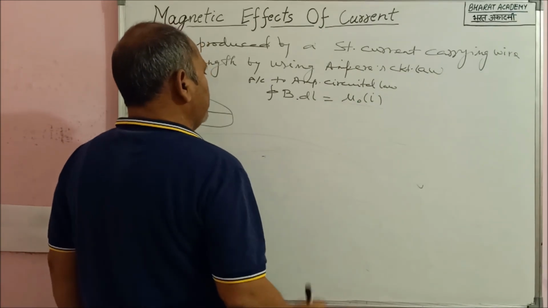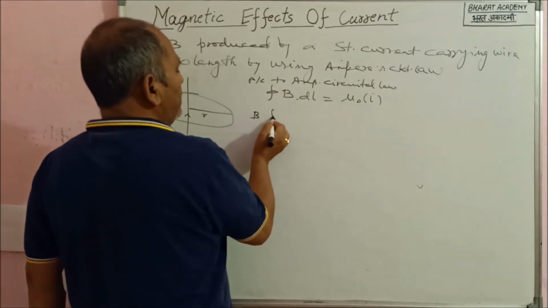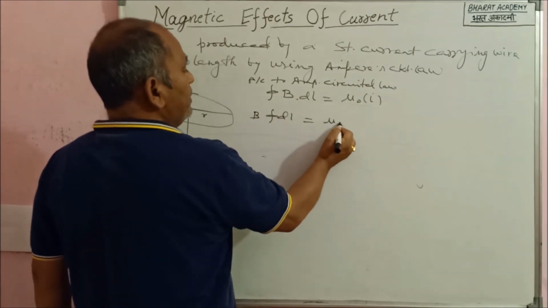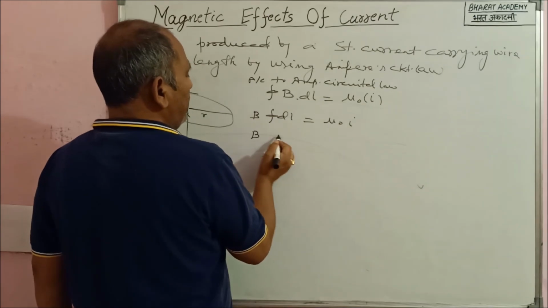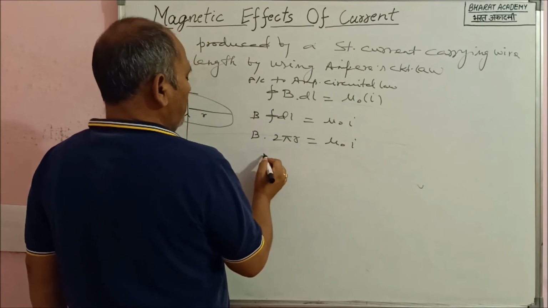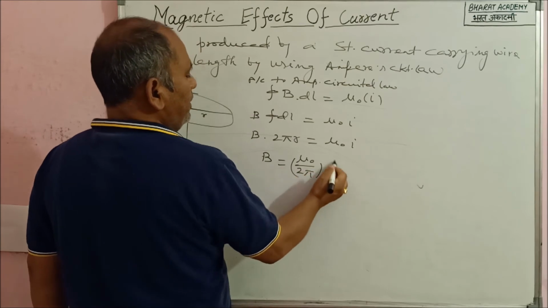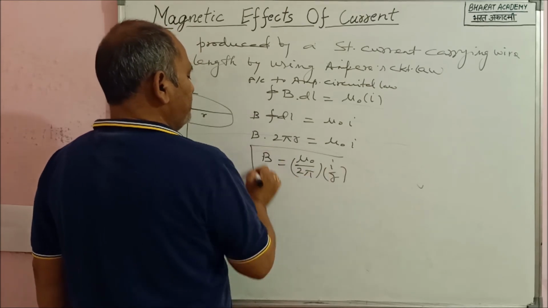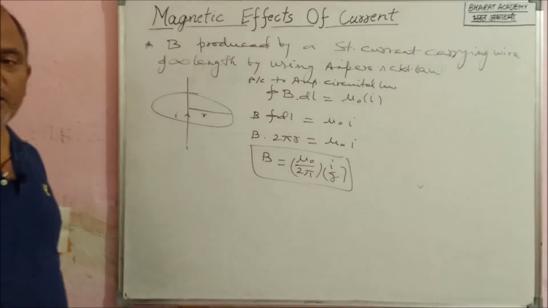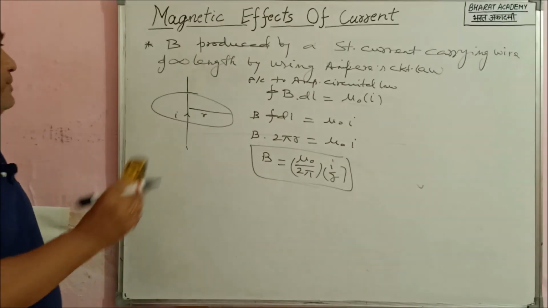So what will happen? The closed line integral of dl is 2 pi r, so B times 2 pi r equals mu 0 I, or B is mu 0 by 2 pi times I by r. This is the simplest form to find the magnetic field produced by a straight current carrying wire. But remember, it is a shortcut only. It is not the actual formula, though it comes out to be like that, right?